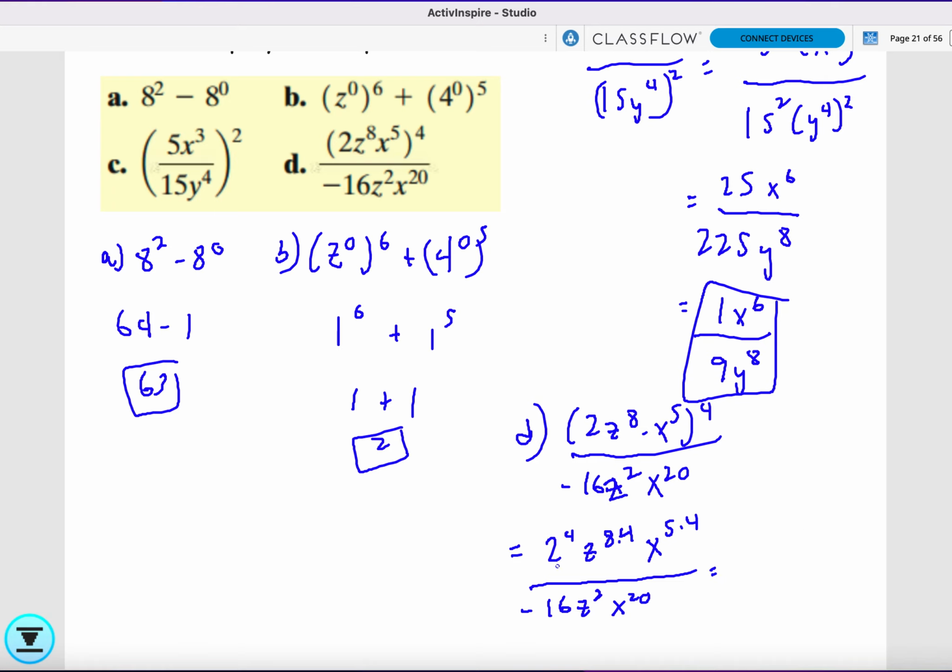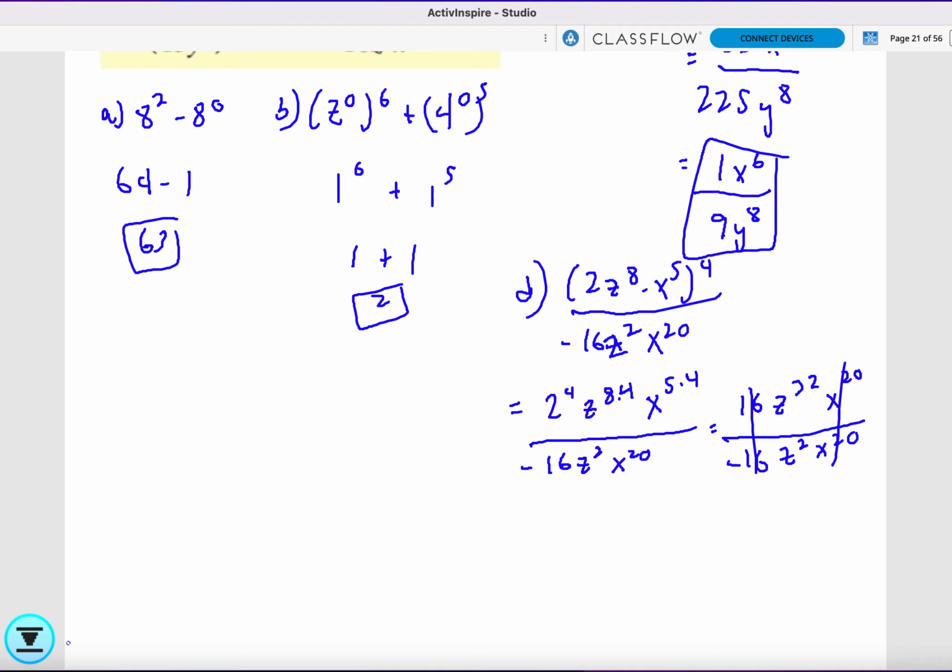Well, the top 2 to the 4th is 16. 8 times 4 is 32. X 20, over negative 16, z squared over x20. The x20s are going to cancel out. The 16s are going to cancel out. So we're left with equals negative 1 z 32 minus 2, which is just negative z to the 30th power. And we're done.